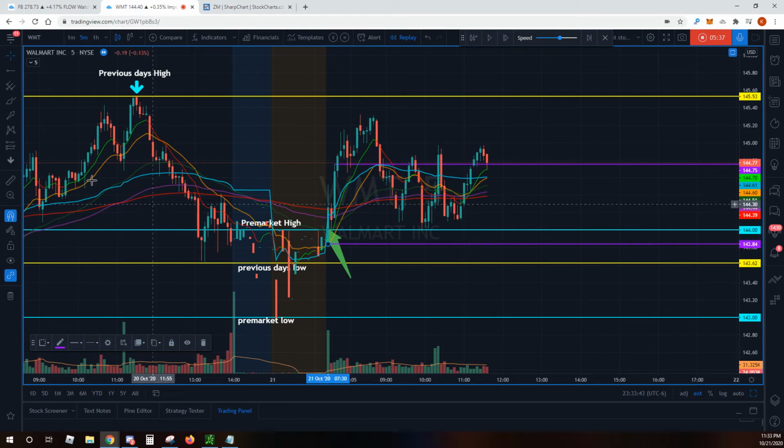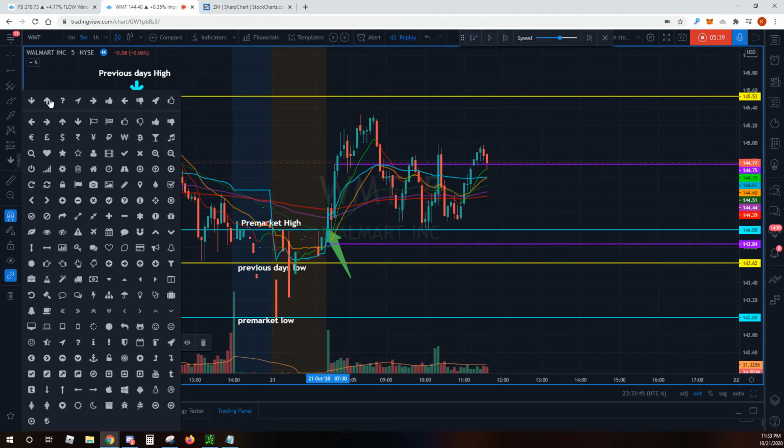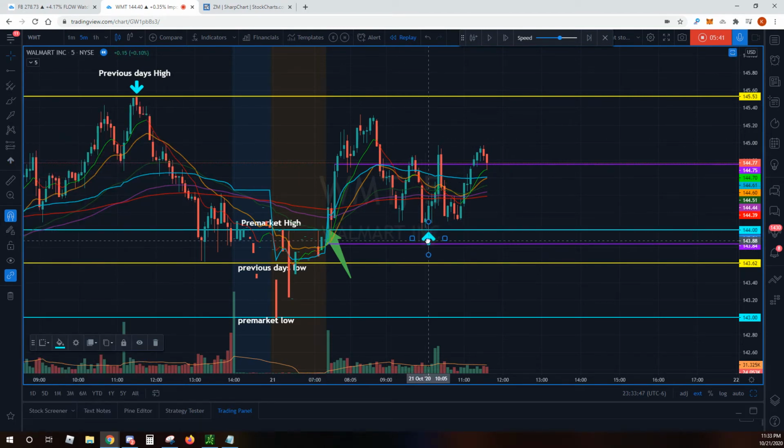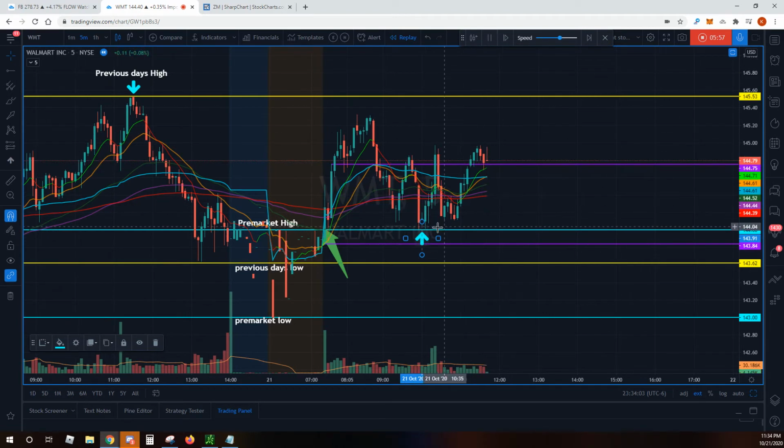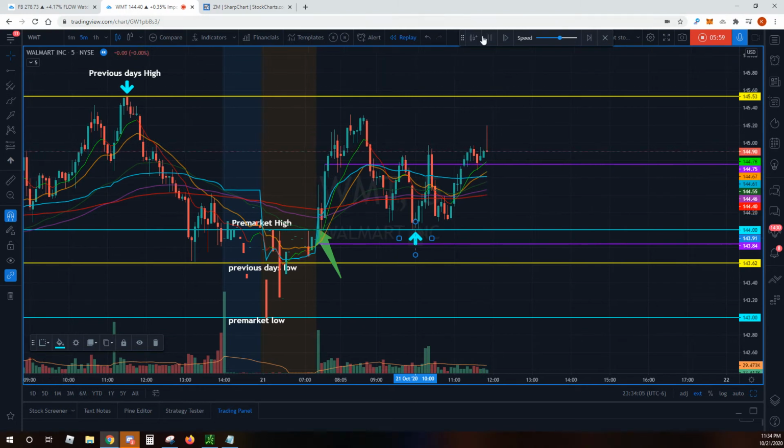I'll pause this for a second because as you can see here, this level that was broken once was resistance, came down and tested as support. So we call that support resistance flip, or SR flip. It's kind of like the terminology for it. So you see triple bottoms here and all that.